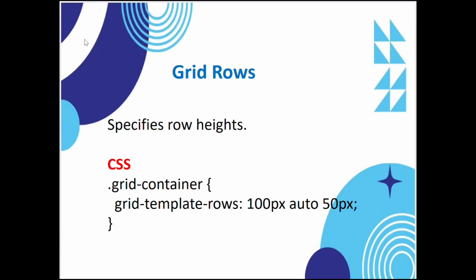The first is 100 pixels tall, the second is adjusted to content with auto, and the third is 50 pixels tall, which means that, according to that, it will change the size of the container.